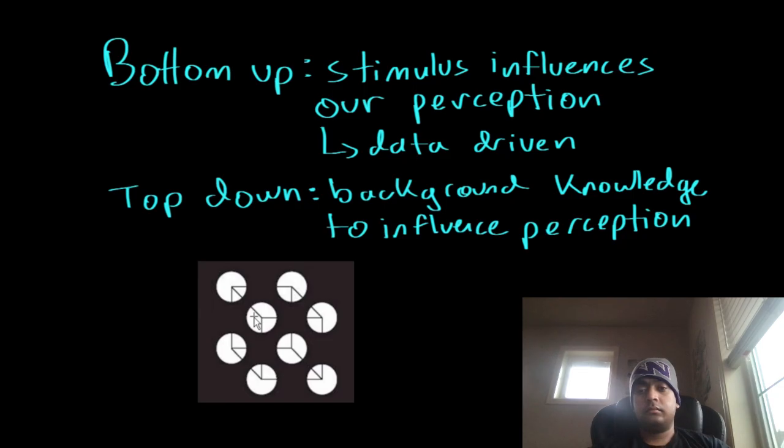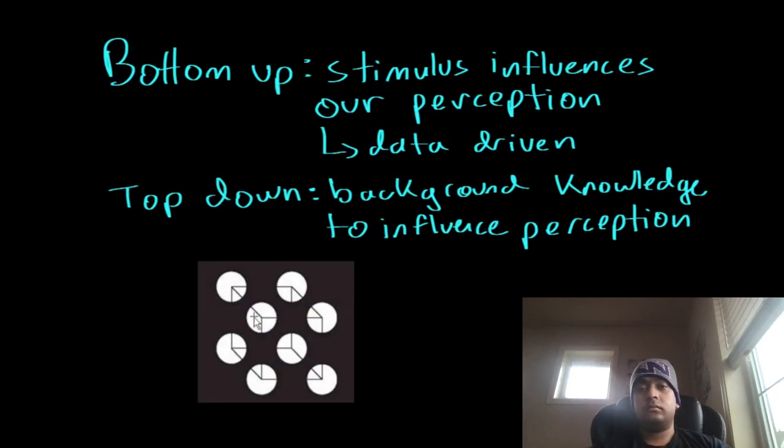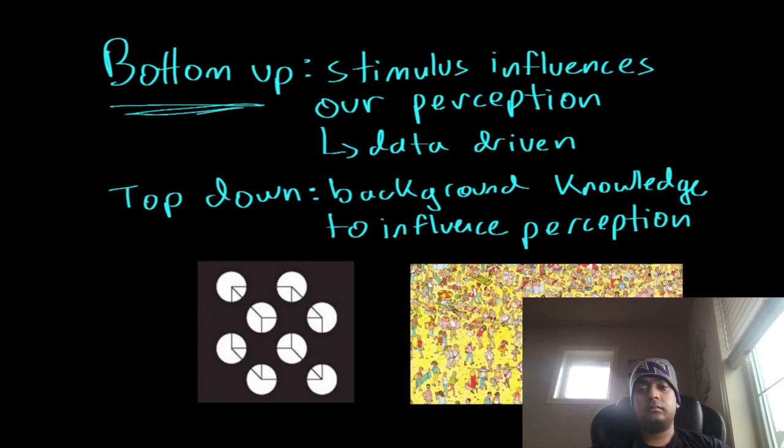So our perception, our behavior is influenced by our expectations, which is top-down processing. So we're using what's already in our heads in order to perceive what it is that we're looking at. Whereas in bottom-up processing, we're using the stimulus itself in order to drive our perception. So another good example of top-down processing would be Where's Waldo? In Where's Waldo, we have a mental idea of what we're trying to do, which is to find Waldo amidst this really jumbled mess of a picture.